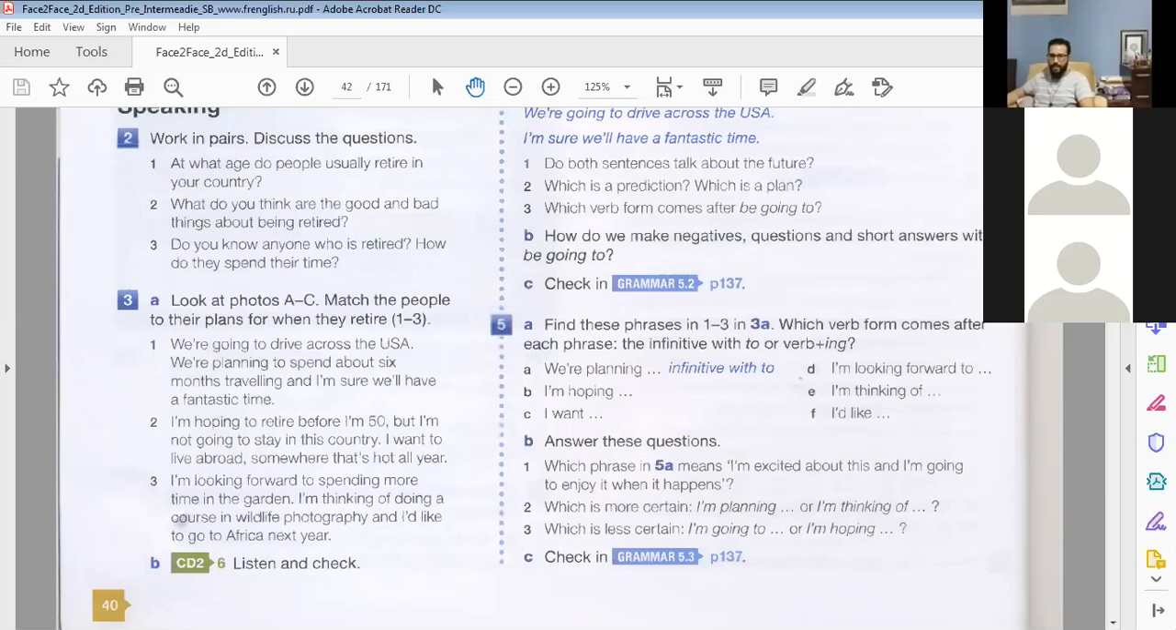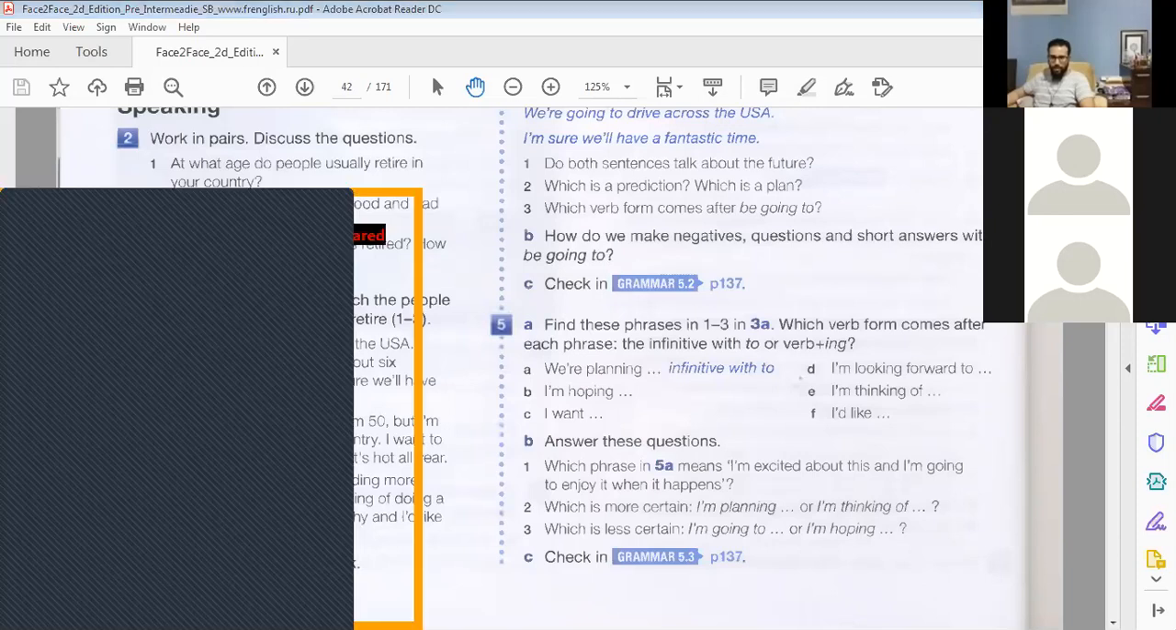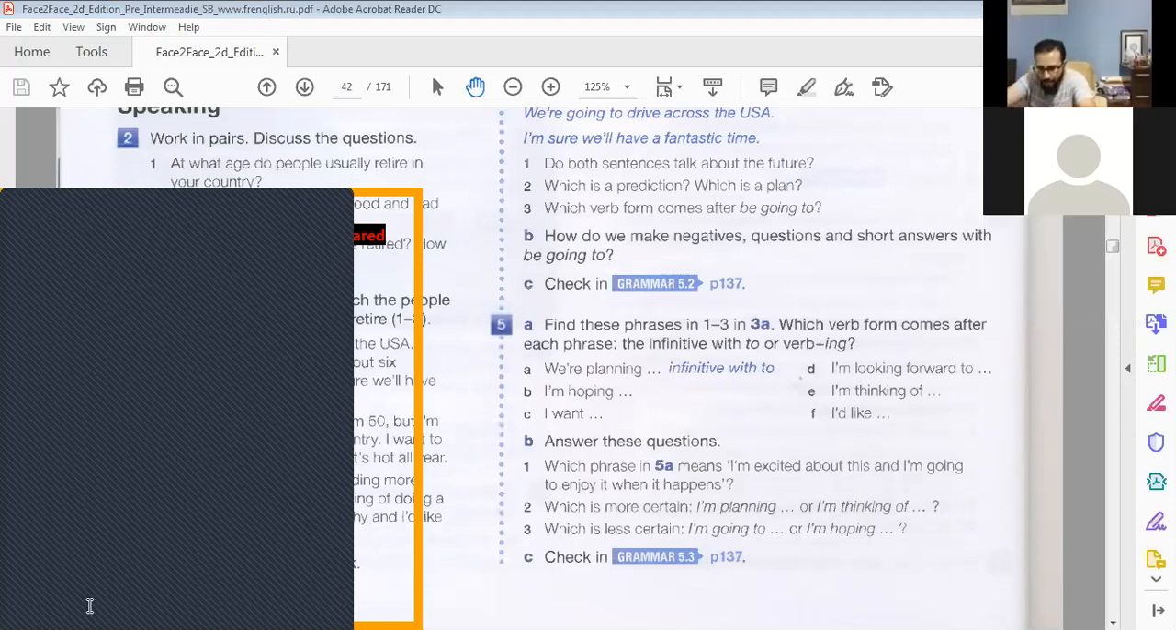We can check in the listening and we can find out who says what. So let's go to the listening track and let's find out. I'm just going to take you to the listening. Okay, just a second.